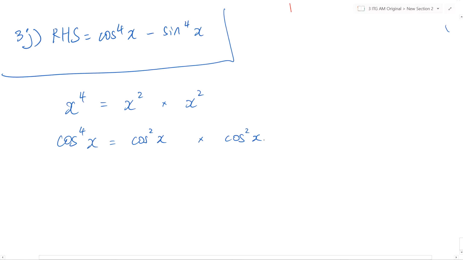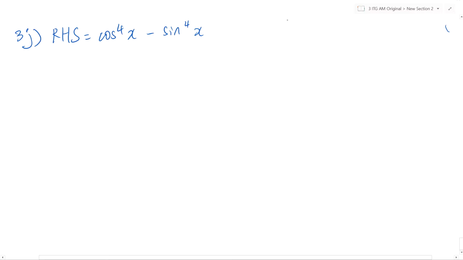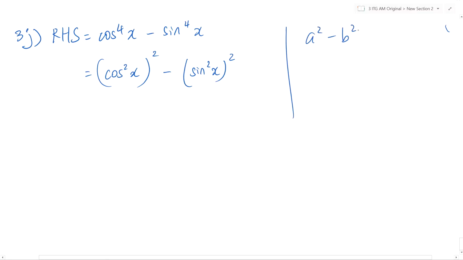Now I have cosine power 4x minus sine power 4x. What comes to mind? What do you think we can do? Factorize? You mean this becomes cosine square x with a square minus sine square x with a square? You can put cosine square x plus sine. One by one, please. Yes, you can put A square minus B square. A plus B, A minus B. Okay, apply this. Yes, can. Next question.